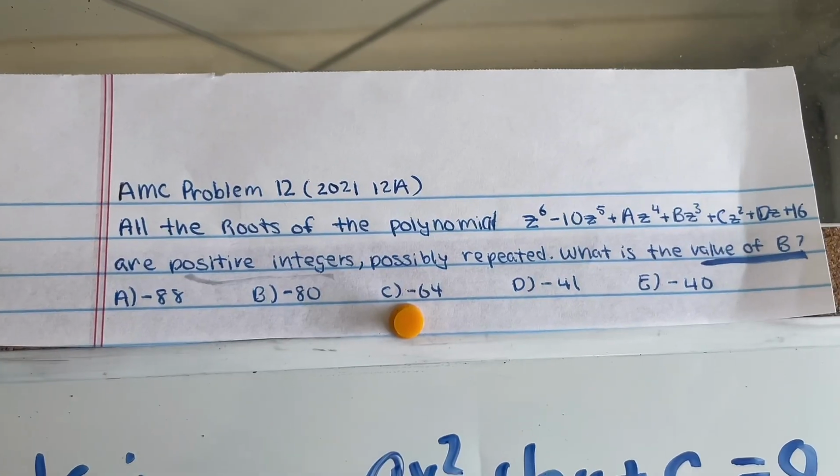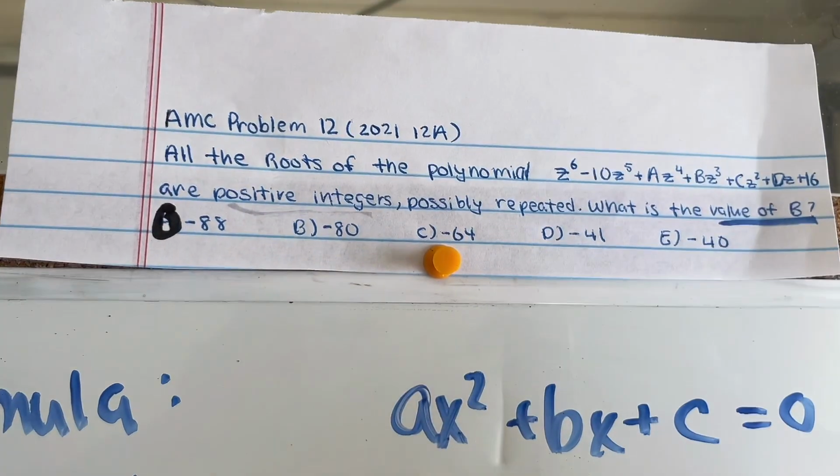Looking at the answer choices, we can see that the answer will be A, negative 88.